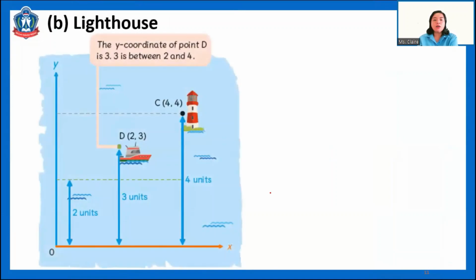Okay, how about the y-coordinate? The y-coordinate of point D is 3. This 3 here is between 2 and 4. So if this is 4 here, the middle is 2, right? This is 2 and this is 4. So the middle here is 3. So the point is around in this part.